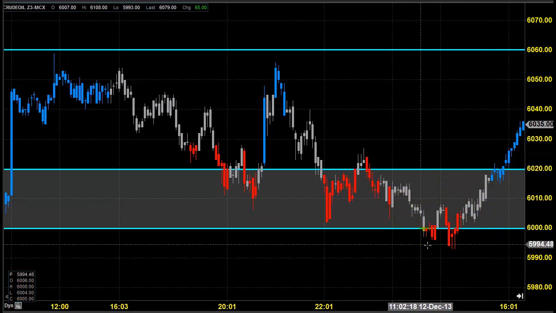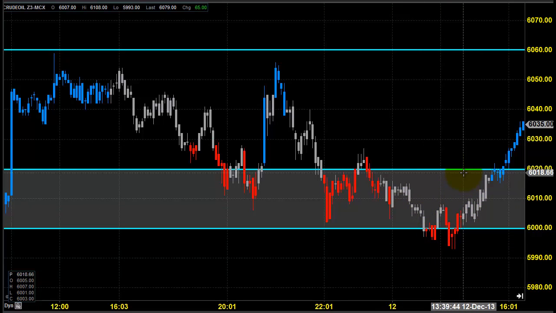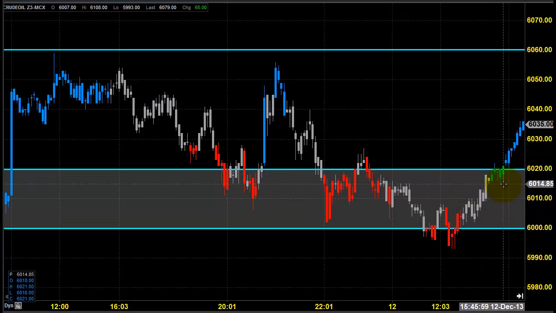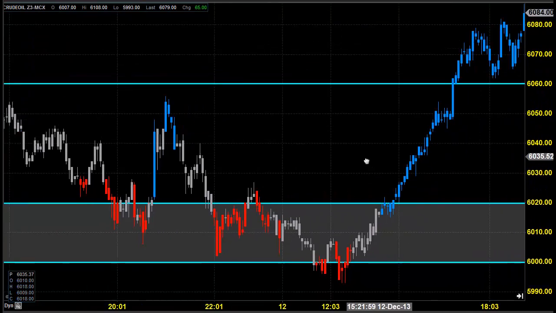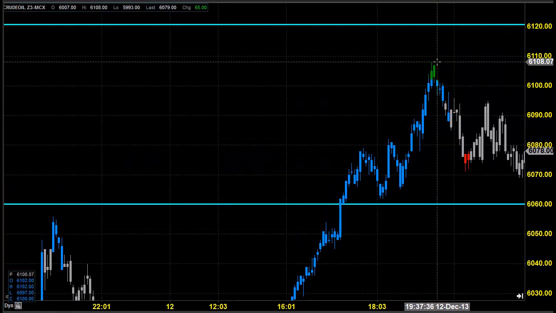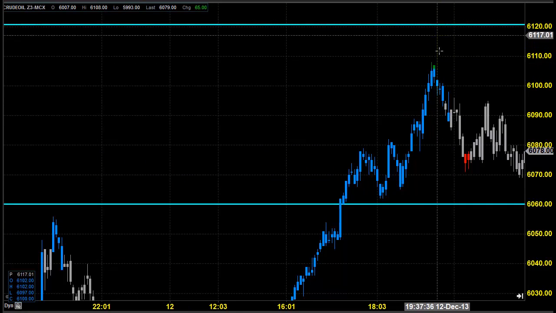We had informed many times that 6000 and 6020 is a very psychological trend deciding zone. So that put a lot of pressure, and the price moved up above 6020. That gave a lot of buying pressure, and the price was likely to test our weekly target of 6120, but it failed by 10 points.